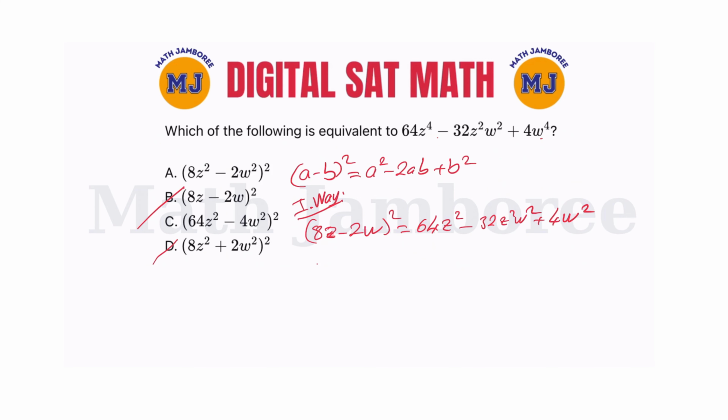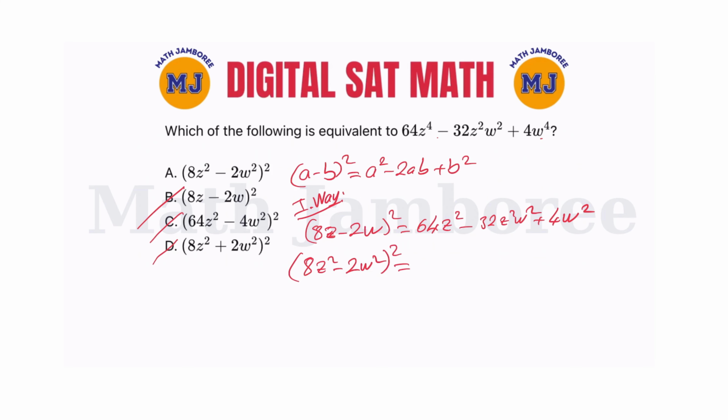What about choice C? This is for sure not the answer because 64 squared is going to be a lot bigger than 64 by itself. So we can go ahead and eliminate that. So obviously the answer is choice A, but I want to expand it for you to see.